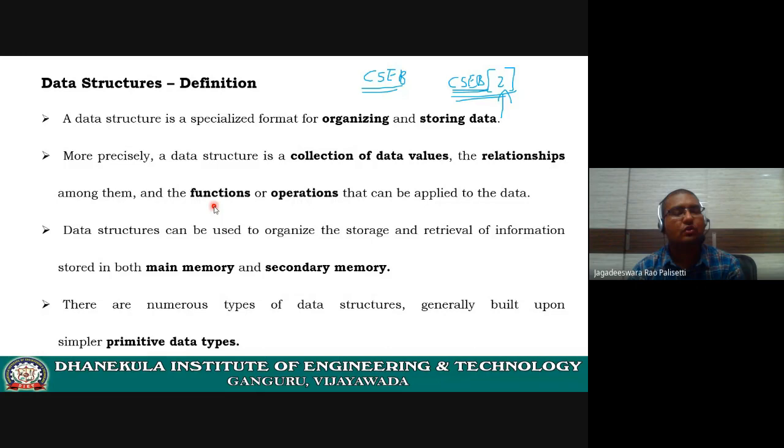I want to sort the values. Basically, the data structure is there and it has some values. I need to sort them in ascending or descending order. Then sorting is one operation. Am I clear? So all the operations or functions that can be applied on the data are also considered in the definition of data structure.